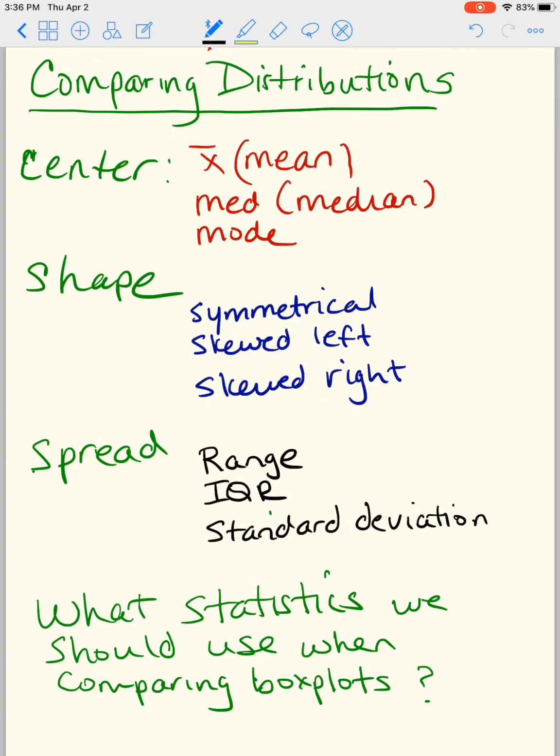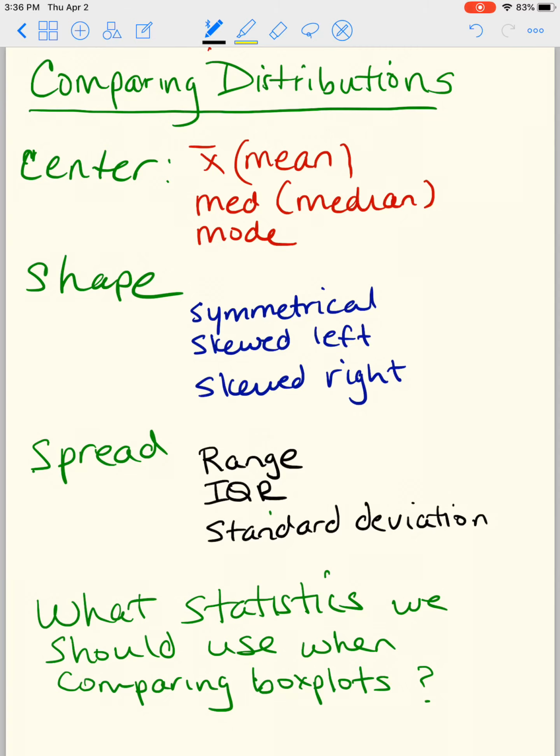We know that the mode is the number that appears the most. Typically, we don't use this unless we see a lot of the same numbers. Then you might just want to mention it in a sentence. X bar is the average, and median, as we've discussed in many videos, is the middle number.